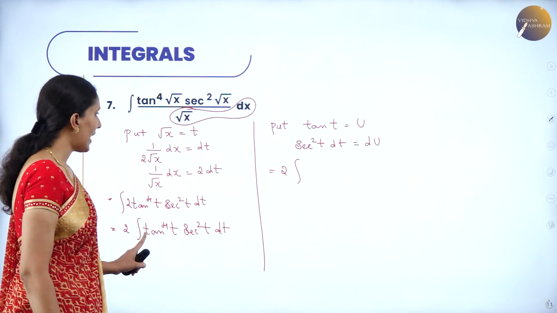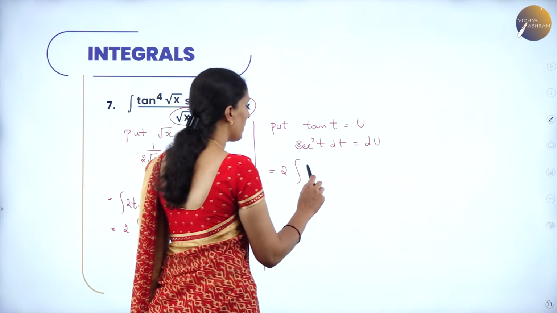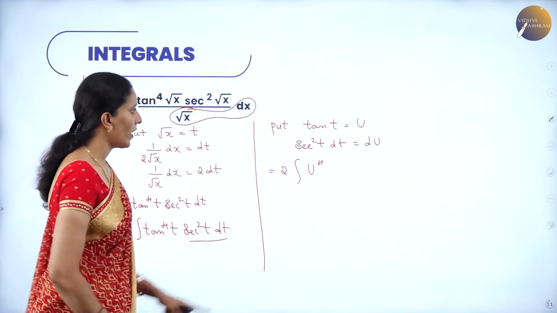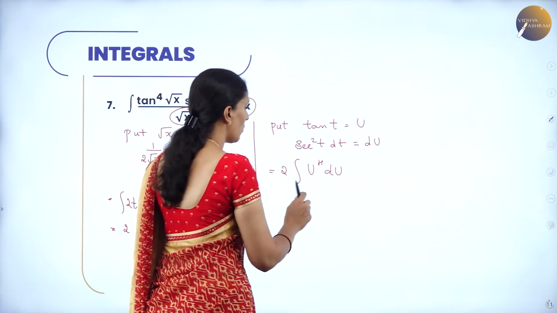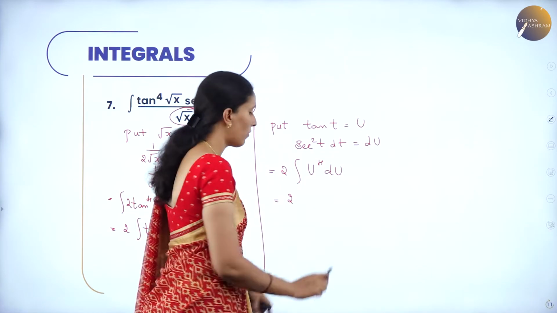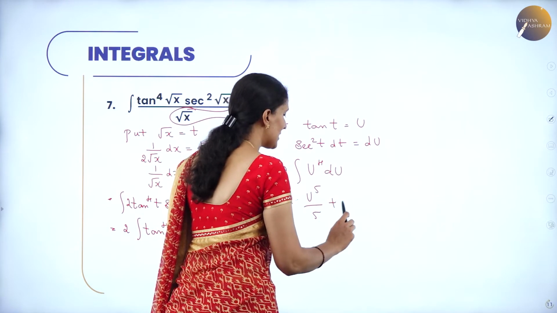I have taken tan t as u. Here I have tan 4 times. So therefore it becomes u to the power 4. Next, secant square t dt can be replaced as du. So what happens now? 2 times, what is integral of u power 4? It is u power 5 divided by 5 plus c.